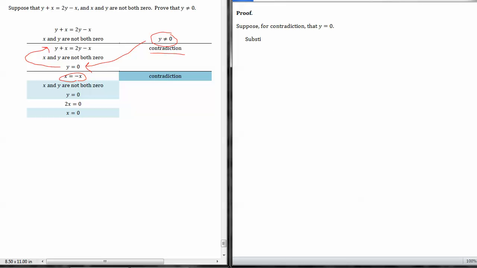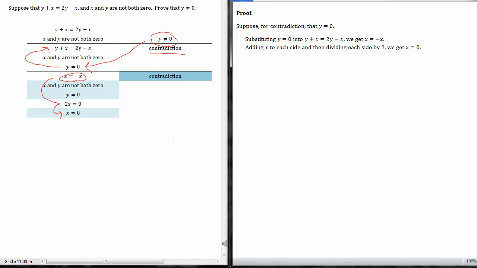So substituting y equals 0 into y plus x equals 2y minus x, we get x equals negative x. And from there we had to add x to each side and then divide both sides by 2. So I'll say adding x to each side, and let's combine these into a single line, and then dividing each side by 2, we get that x equals 0.